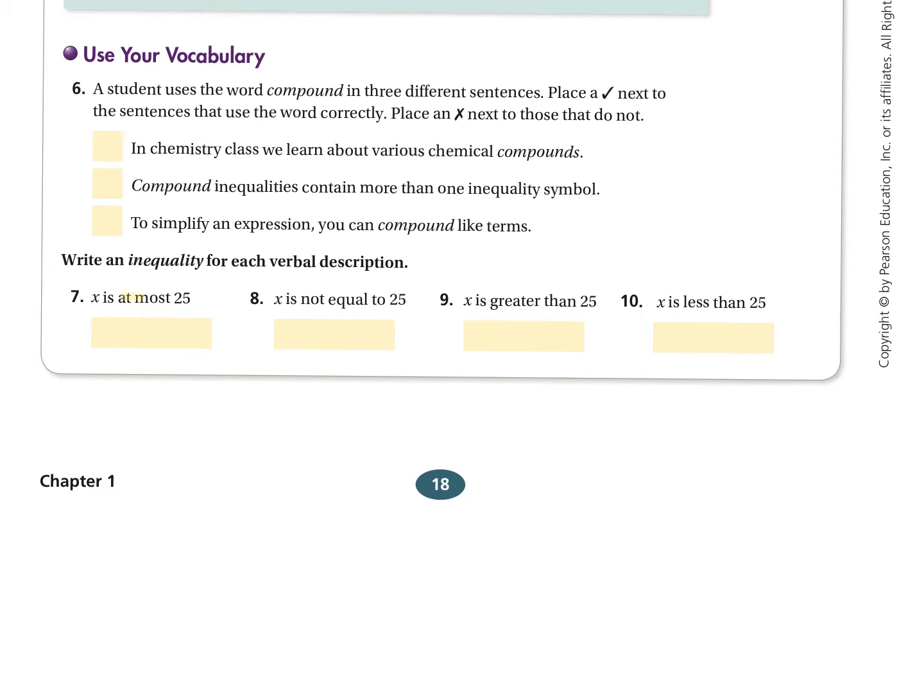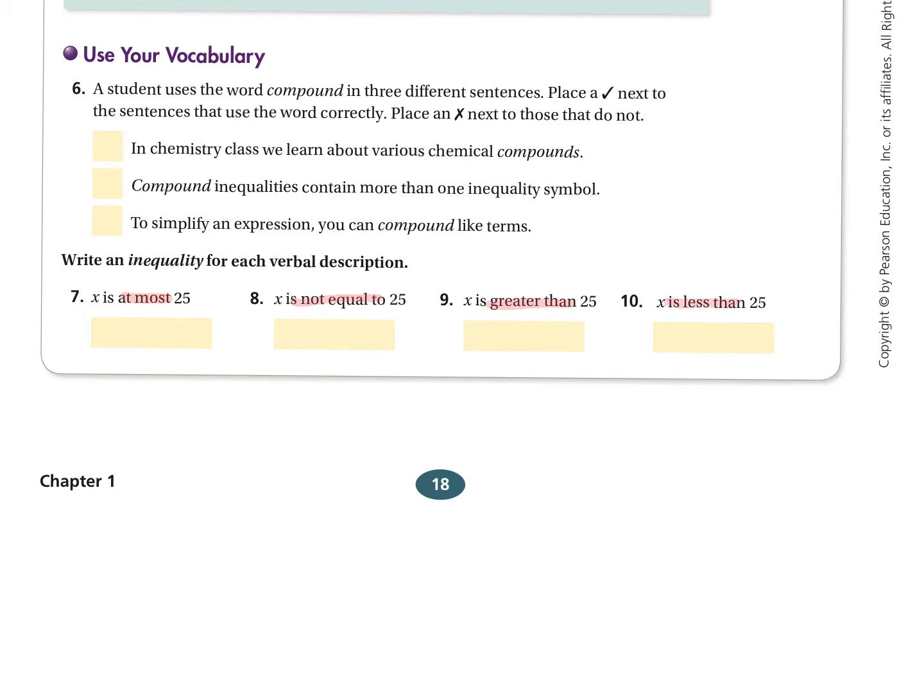So the words at most, that's not a very good highlighter color. Let's try maybe red. So yeah, at most, and then is not equal to, not really an inequality, but it's something that you'll see because it'll mean that the left and right side of the equal sign are not equal. So I guess technically it's an inequality, but not one that you think of. And then is greater than, and then is less than.